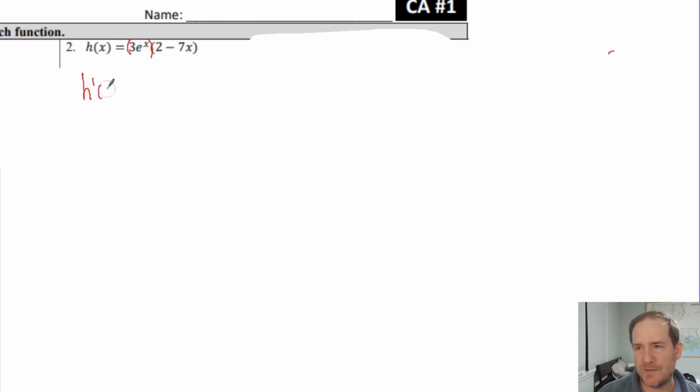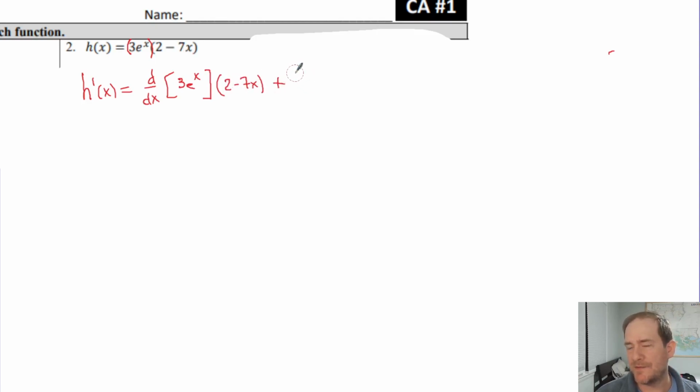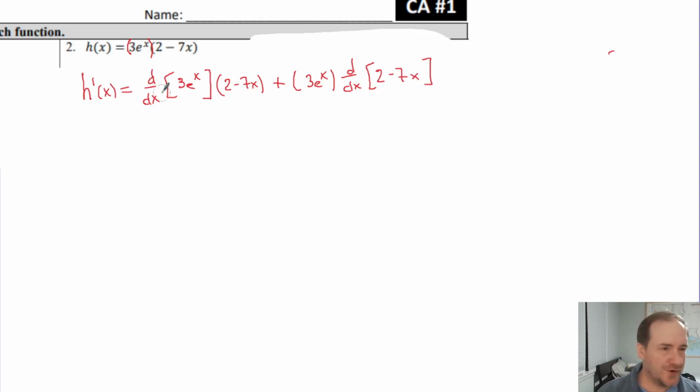So that means that h prime of x would be the derivative, d dx, of the 3e to the x. And then you would just multiply that by the other factor, the 2 minus 7x. And then you'll add to that the first factor, the 3e to the x, but you'll multiply that by the derivative of the second factor. So I'm going d dx again, and this time I'm doing d dx of the 2 minus 7x. This is the setup. You would not and should not show this step. It would be perfectly fine for you just to jump right here.